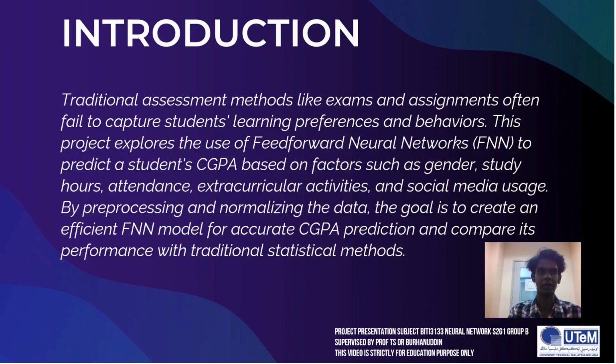So I'll start off with our introduction. So the traditional assessment methods like exams and assignments often fail to capture students' learning preferences and behavior. So this project explores the use of feed-forward neural networks, which is FNN, to predict a student's CGPA based on factors such as gender, study hours, attendance, extracurricular activities, and social media usage. So by pre-processing and normalizing the data, the goal is to create an efficient FNN model for accurate CGPA prediction and compare its performance with traditional statistical methods.